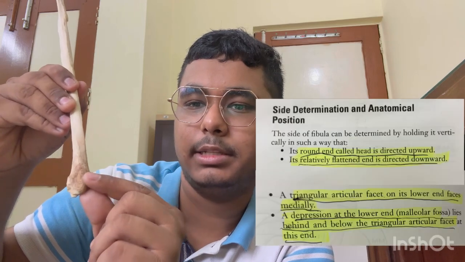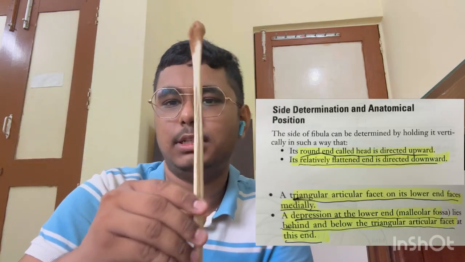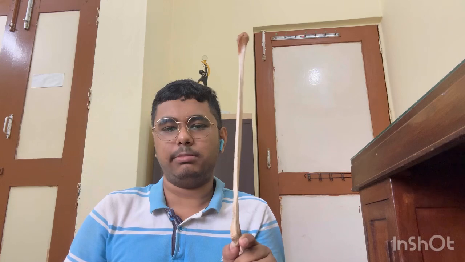And also one important point is that this lateral malleolus is there. The lateral malleolus, as you can see, will be directed laterally. So for this fossa, you just put your thumb here and then take the index finger and hold it like this. So this is the anatomical position of the left fibula.